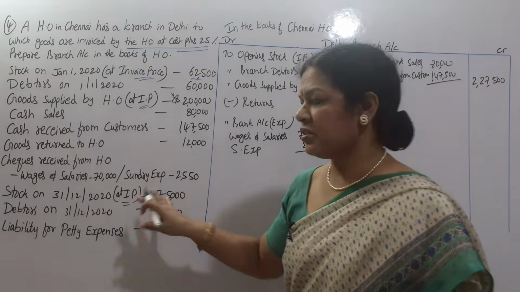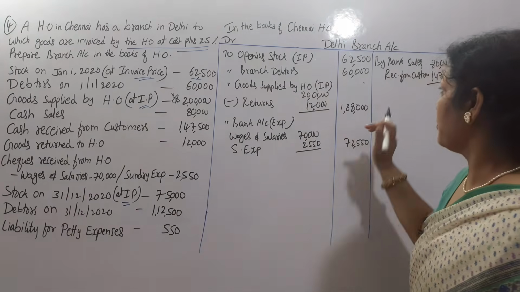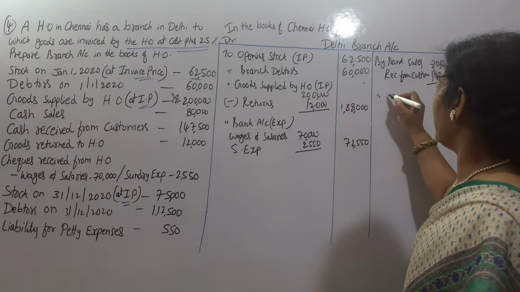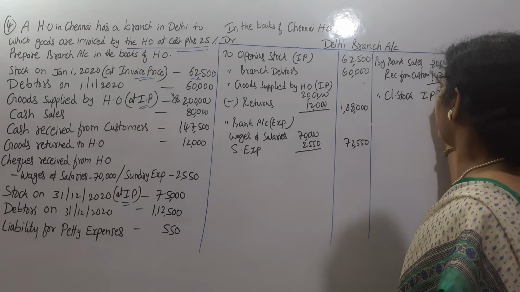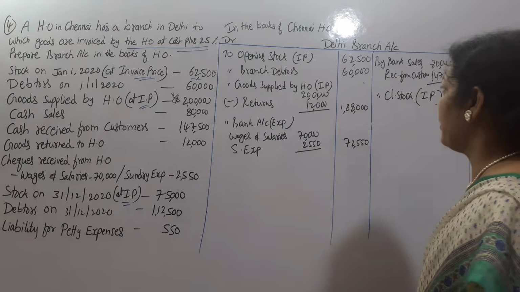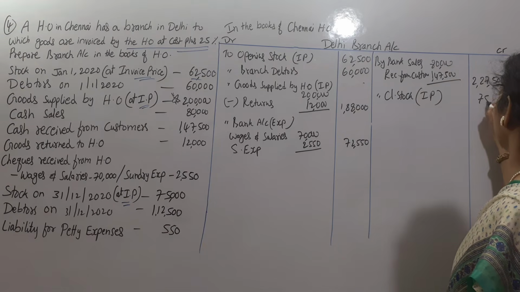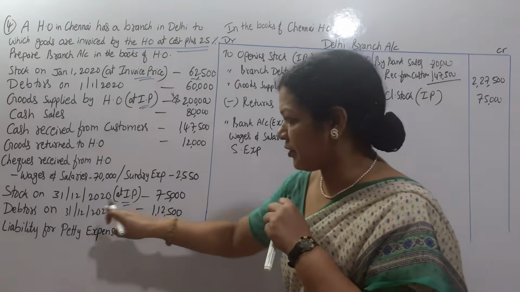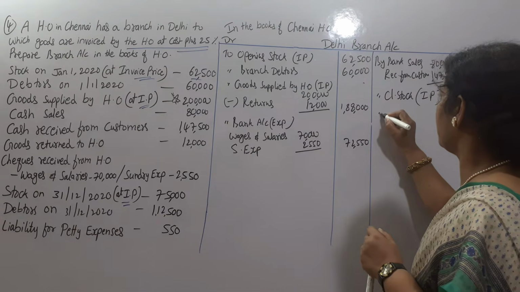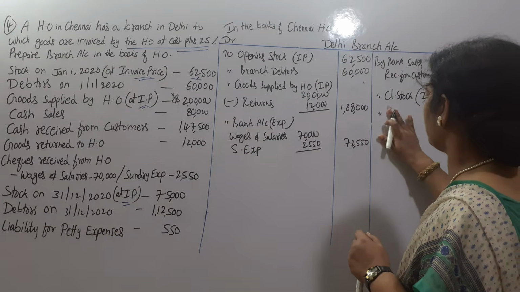Next, after that, closing stock is there. Closing stock we'll write on the credit side, by closing stock. This is also as per the invoice price, 75,000. Next, debtors, closing debtors, sundry branch debtors you can say.